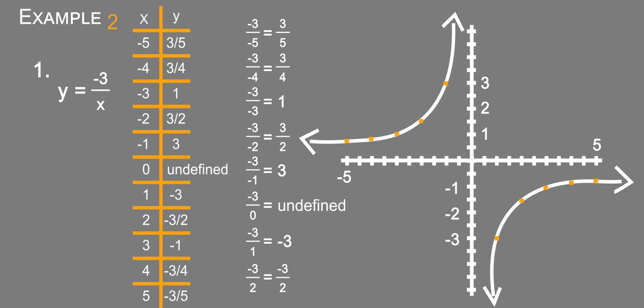The further we go ahead, like if we went to 10, it'd be negative 3/10. At 100, it'd be negative 3/100. So it's going to get closer and closer to the x-axis, but it's never going to get there.